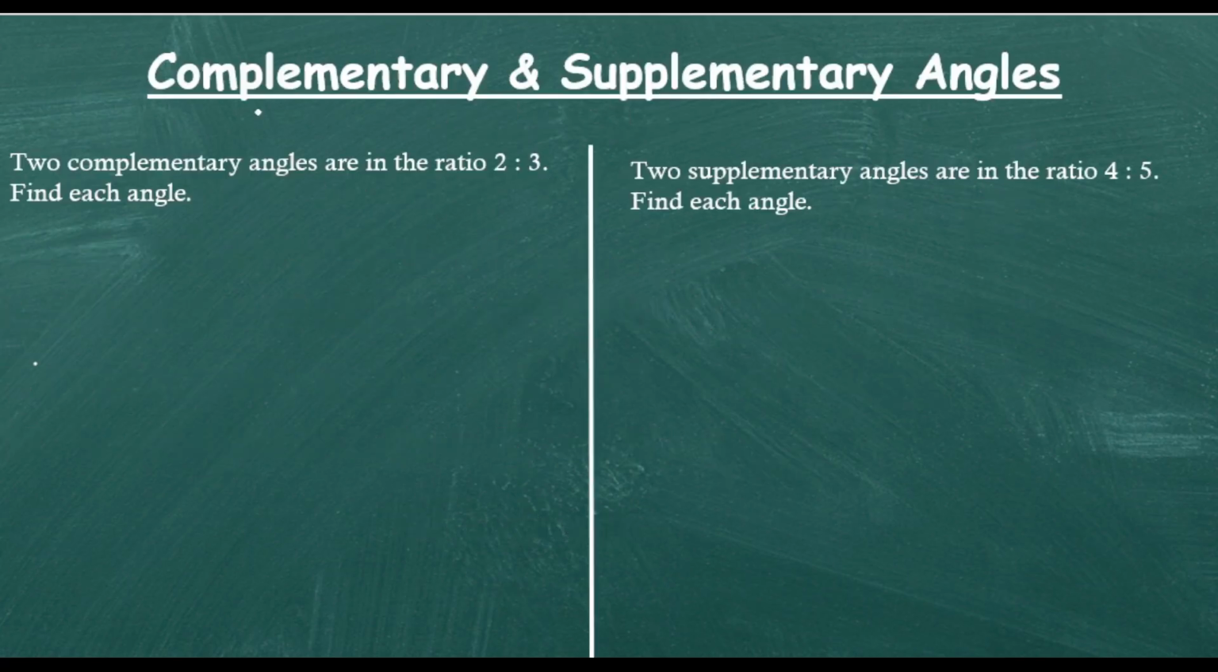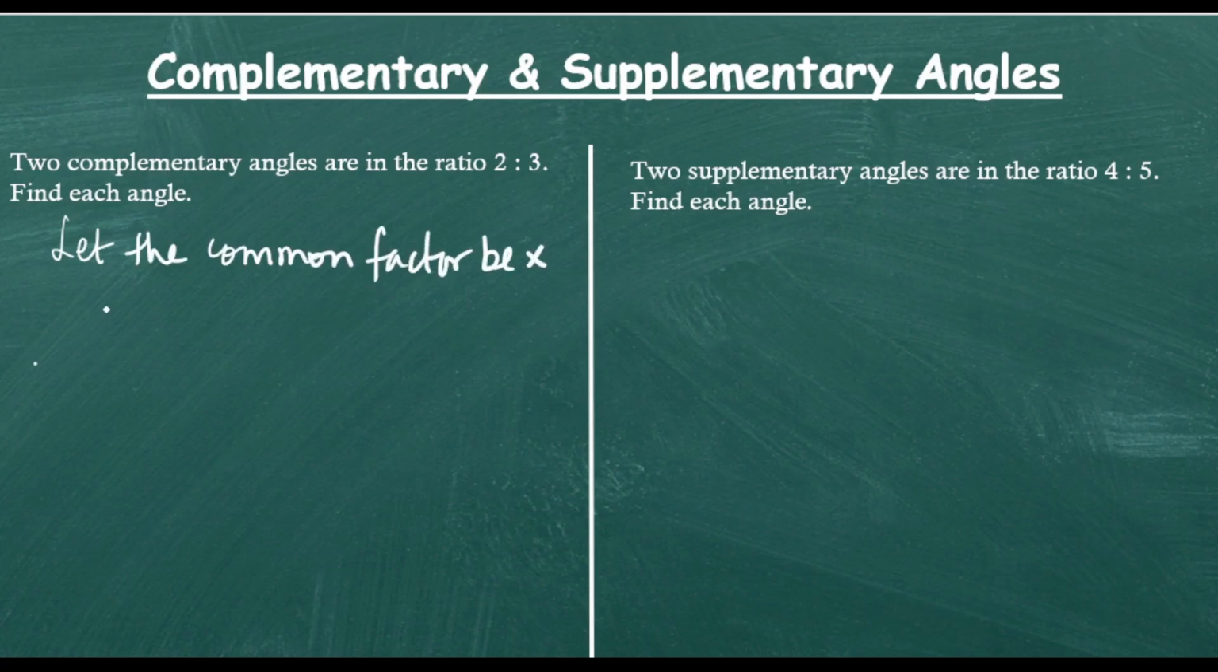Next set of questions are on complementary and supplementary angles. There are two complementary angles which are in the ratio of 2:3. Find each angle. Whenever the ratio of the angles is given, always assume that the common factor is x. So let the common factor be x. Then my two angles are 2x and 3x. Now they are complementary angles, so their sum would be equal to 90 degrees.